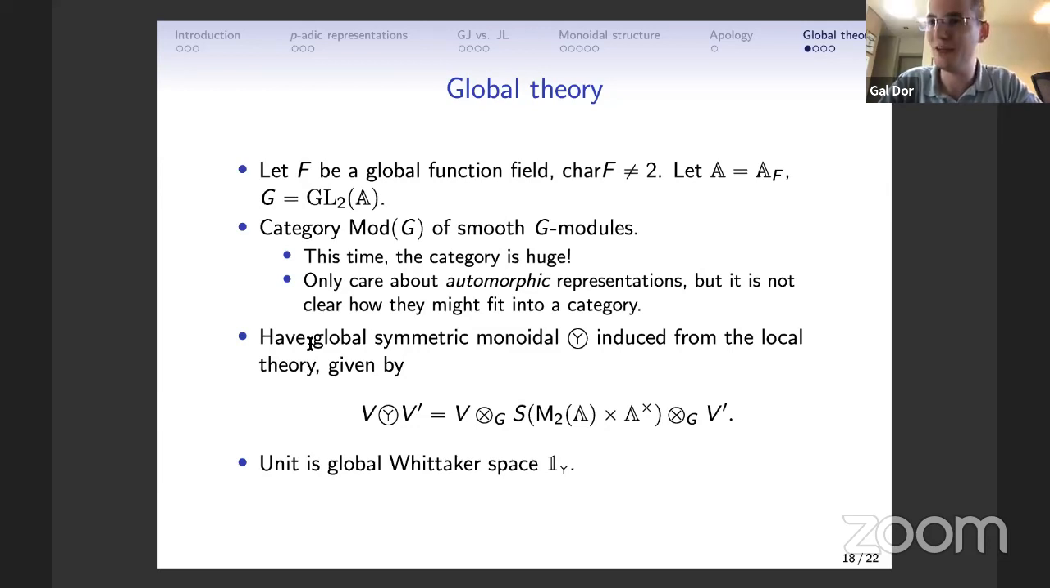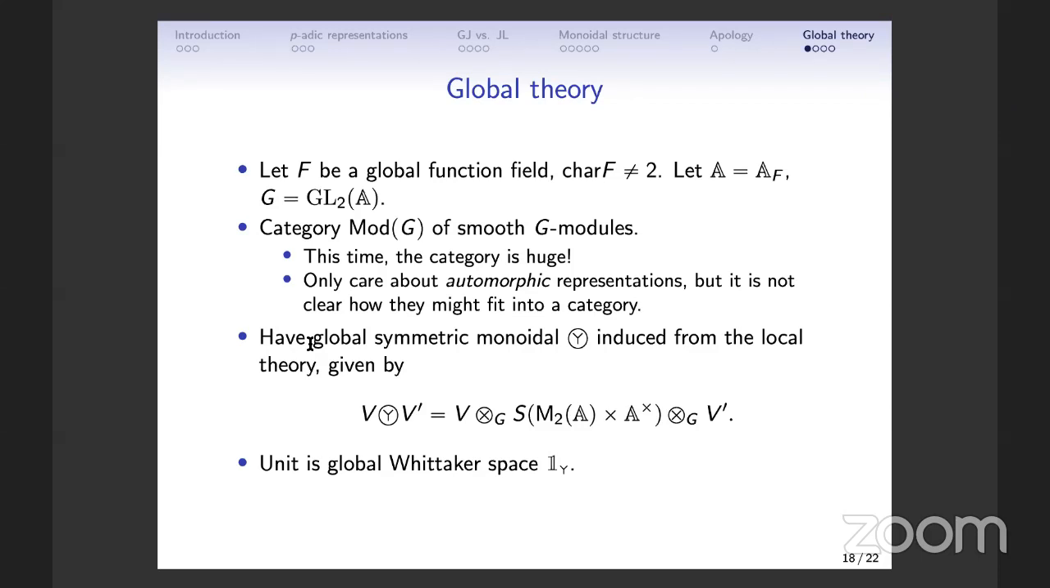So I'm not claiming anything about it, but I suspect that everything that I said here about this category should work more or less the same, but you need to properly account for the Archimedean places and the topology, and you probably need to introduce some topological vector spaces or some analogs of them, something like that.